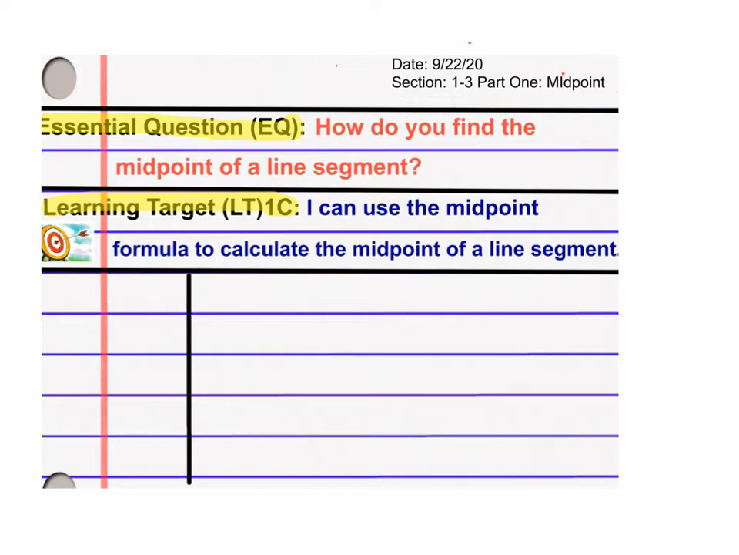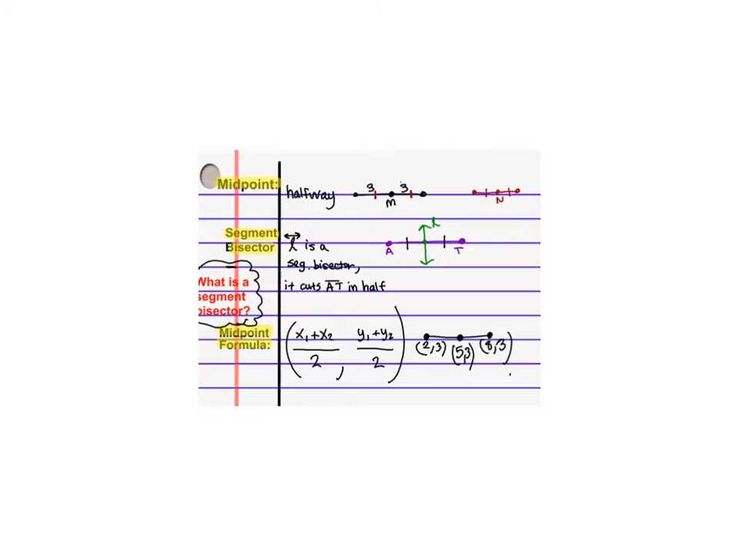Copy your essential question. How do you find the midpoint of a line segment? Copy your learning target 1C. I can use the midpoint formula to calculate the midpoint of a line segment.